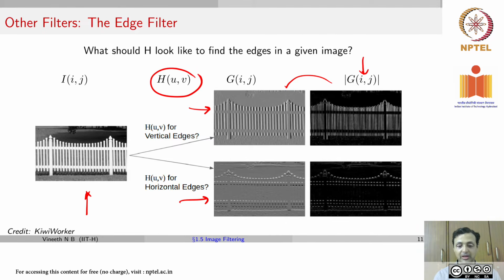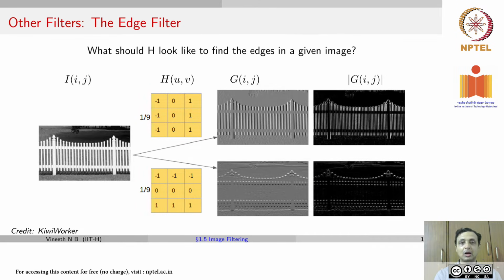If you have not guessed the filter already, it would look something like this. A vertical filter would look something like this, where you have -1, -1, -1 on one side and 1, 1, 1 on the other side. So effectively, the filter would look for places in the image where there is a significant difference between the left of the pixel and the right of the pixel, and it would try to exaggerate those pixels in the output image. A horizontal edge filter would do the same thing, but along the horizontal direction.